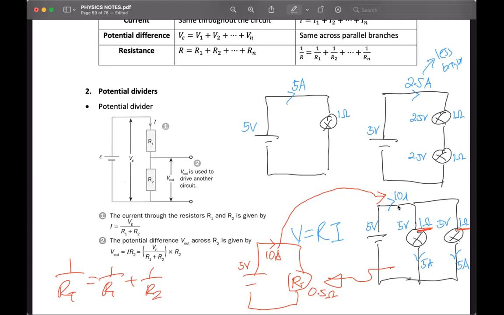Okay, same thing for series. I use this example. If I were to draw a similar diagram, same thing, it will be 5 volt. This RT will be now 1 ohm plus 1 ohm. It will give you 2 ohm. Correct? So the current in this case will be 2.5 ampere because V is equal to R times I. So 2.5 times 2 gives you V. So can you see this 2.5 is the same as this 2.5?